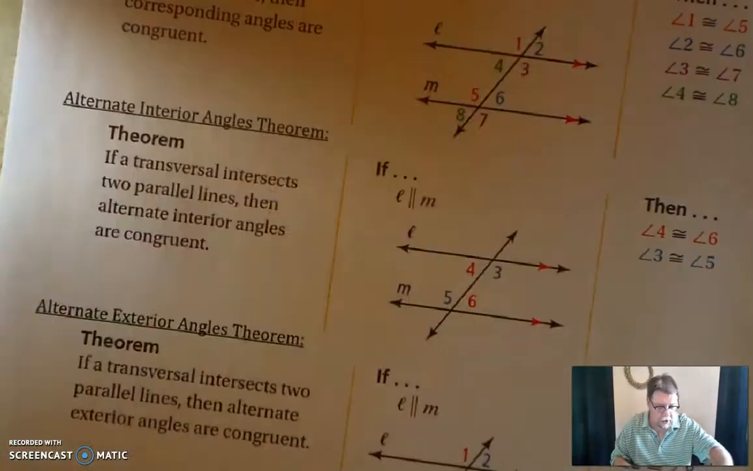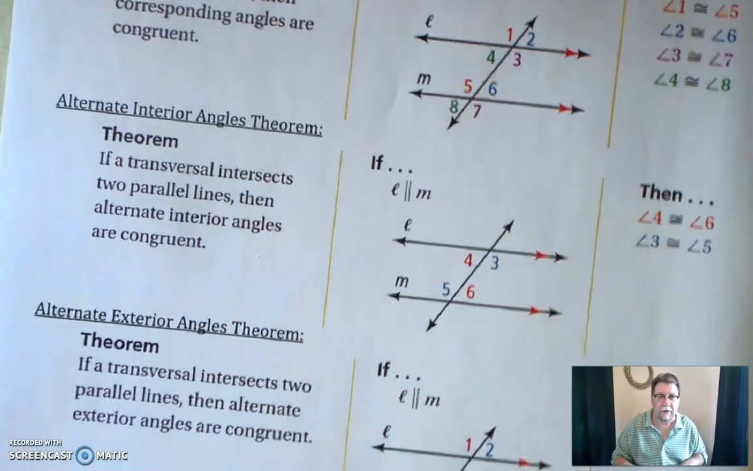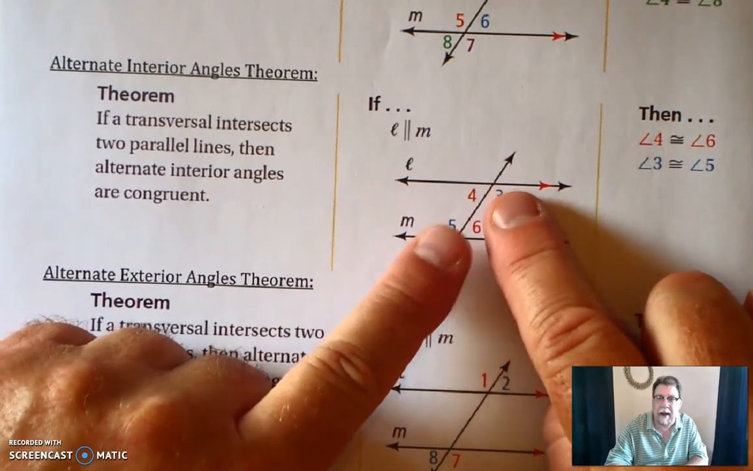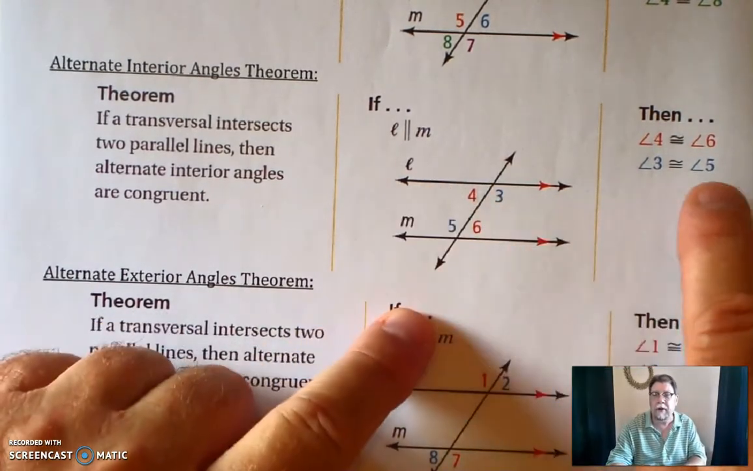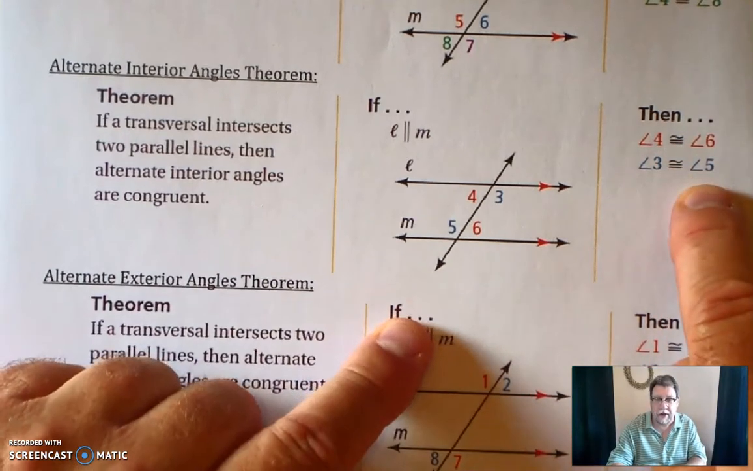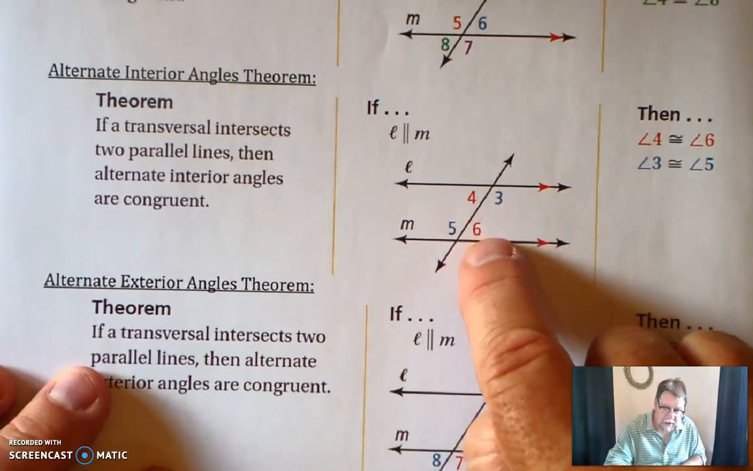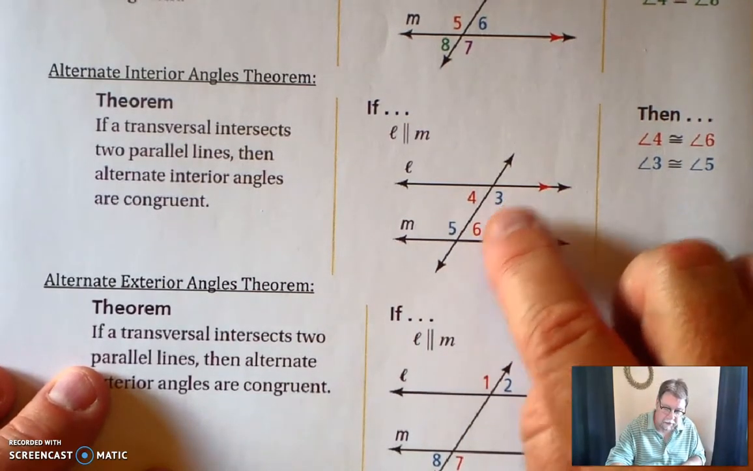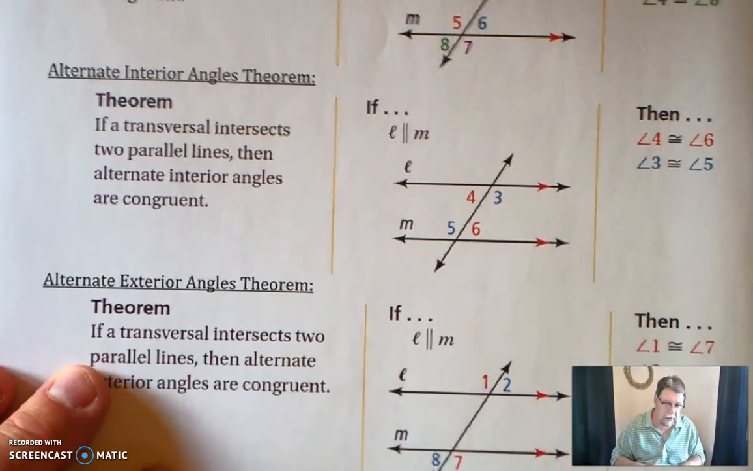The next one is called the alternate interior angles theorem. Now we're looking at the interior angles again. 3 and 5 and 4 and 6. They're going to be congruent to each other. So 4 and 6, 3 and 5, they're congruent to each other. Remember, the same side interior angle said that 3 and 6 would be supplementary.